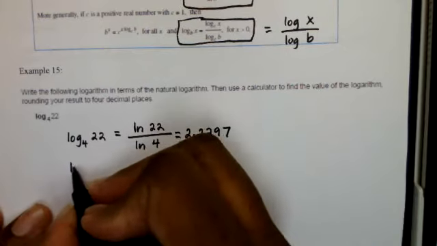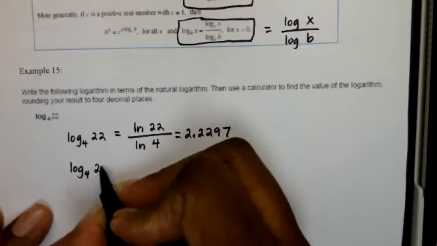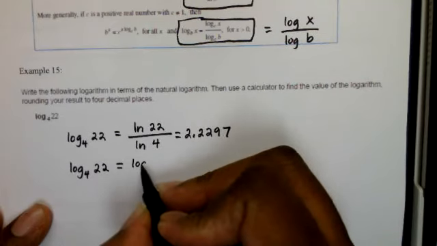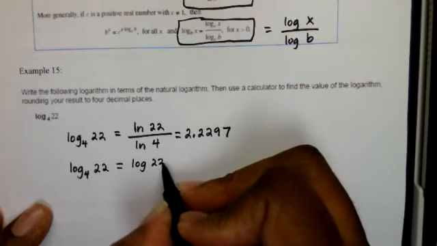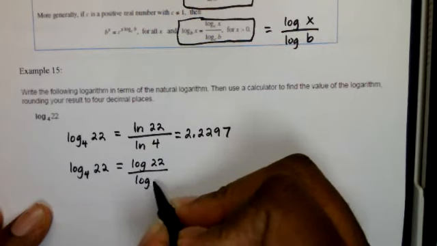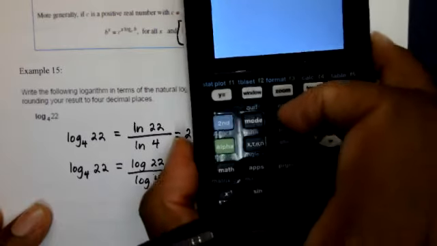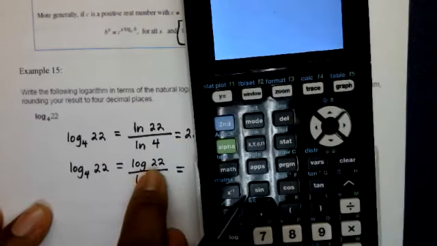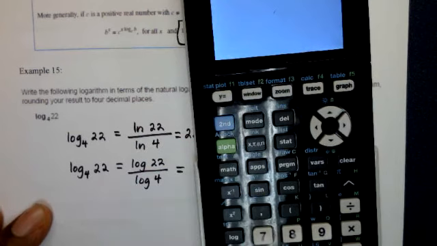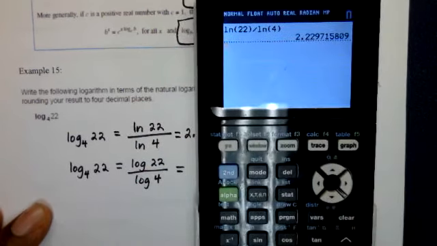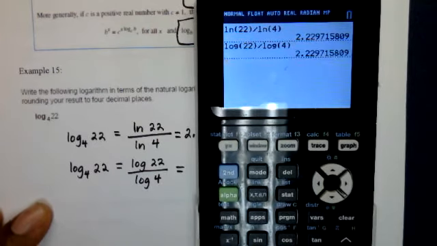Now, had you used common logarithms, you'd get the same answer. This will be the log of what we're taking the log of, 22, divided by the log of my base, which is 4. And these are common logarithms, by the way, because they don't have a base here. It's understood to be log to the base 10. So press the log key and then 22, close parentheses, divided by the log key again, and then 4, close parentheses. The same answer, 2.2297.